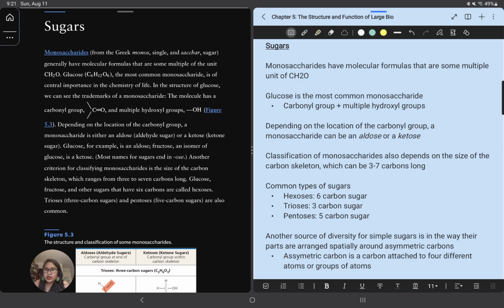Another criterion for classifying monosaccharides is the size of the carbon skeleton, which ranges from 3 to 7 carbons long. Glucose, fructose, and other sugars that have 6 carbons are hexoses. Trioses are 3 carbon sugars, and pentoses, 5 carbon sugars, are also common.